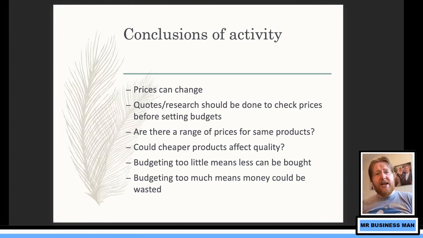So prices can change. It's an important thing to remember, isn't it? Variance analysis always changes, and budgets for things like raw materials are not always the same, especially at the minute because of external environments and things like that. We've got quotes, and research should be done to check prices before setting budgets. We need to actually go and find out, don't we?